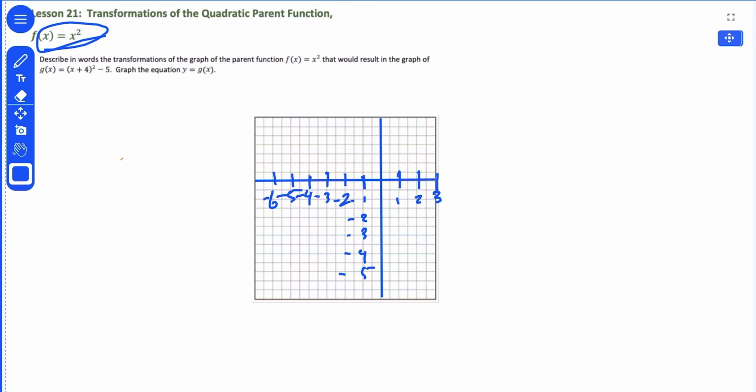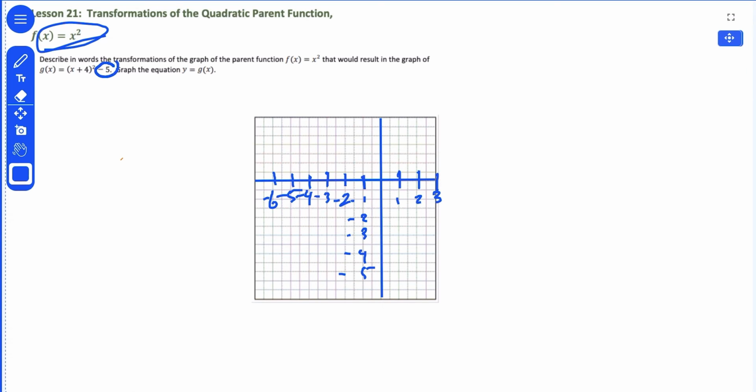just your typical quadratic. It says describe in words the transformations of the graph of the parent function, f of x, that would result in the graph of g of x equal to (x plus 4) squared minus 5, and graph the equation. Well, let's just talk about what's going on here.